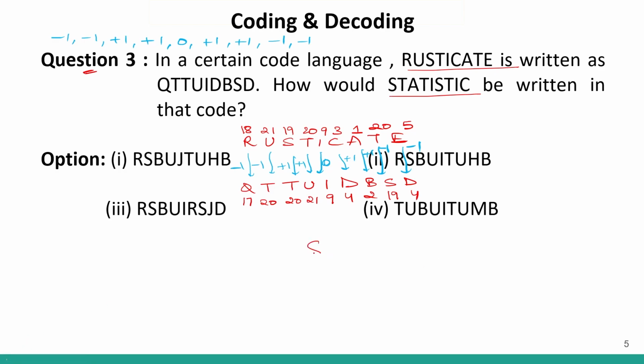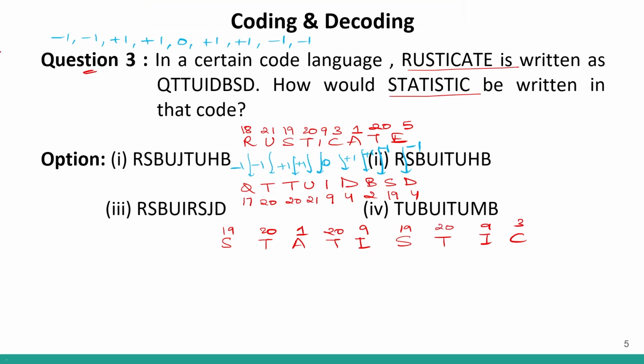So I am writing STATISTIC. So if I give them forward ranks, S is 19, T is 20, A is 1, T is 20, this is I, so this is 9, this is 19, this is 20, this is 9 and this is 3. Correct? These are your forward codes.